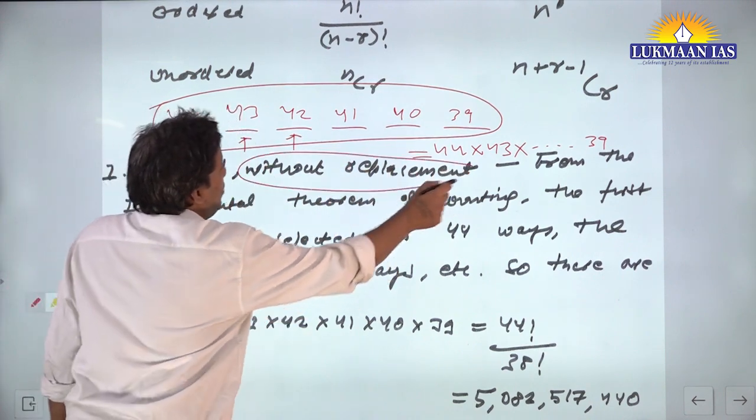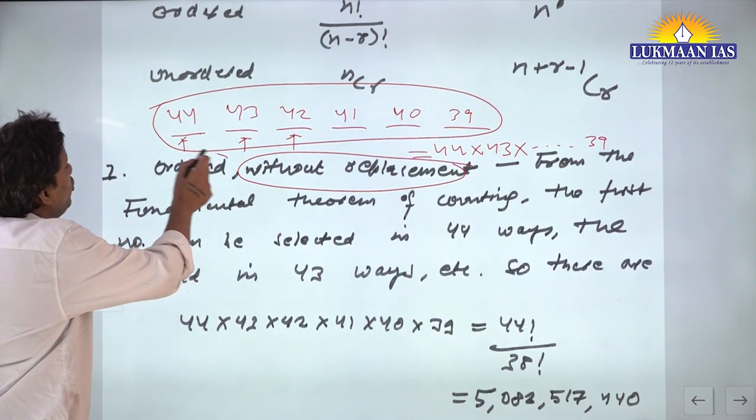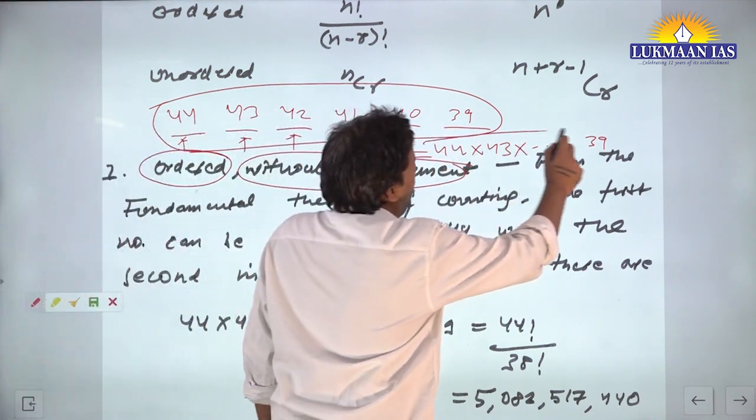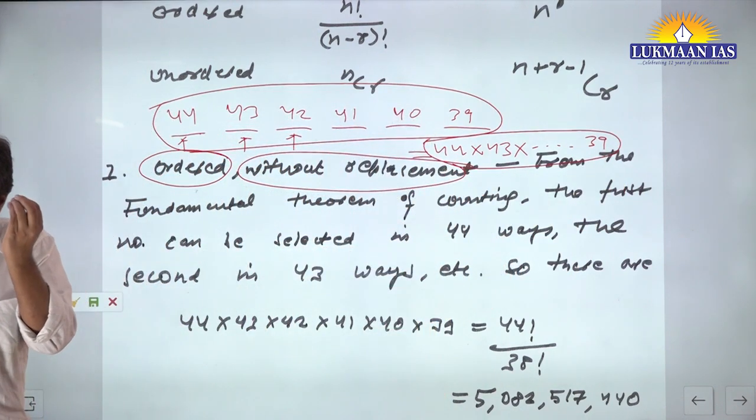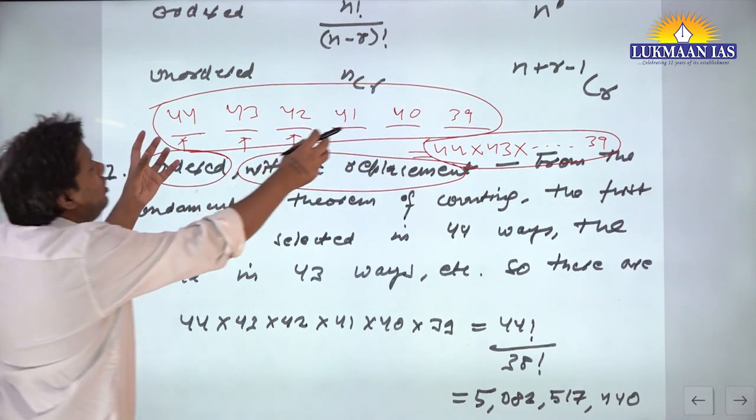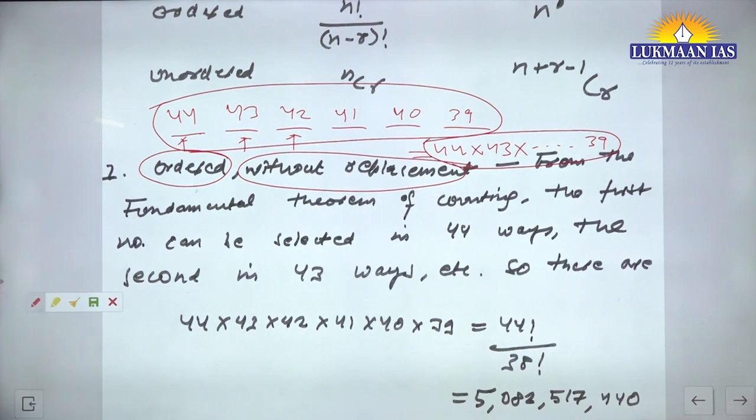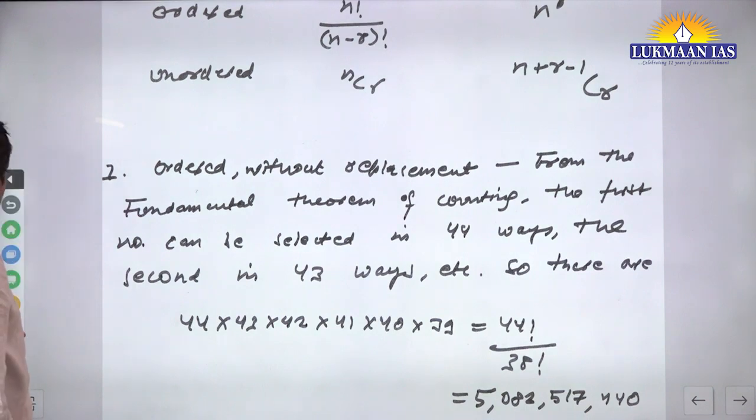Why without replacement? See, if I selected 44, the first task I can do in 44 ways, but for the second task I'm taking 43. This means I'm not replacing that number, right? That's why it is without replacement. Now comes the question of ordered, whether it is ordered or not. Let's say I take only this product. This is not ordered, because if I'm looking for ordered, I'm looking for some particular order. So I have chosen these 6 numbers, and these 6 numbers can be, let's say, just a minute.